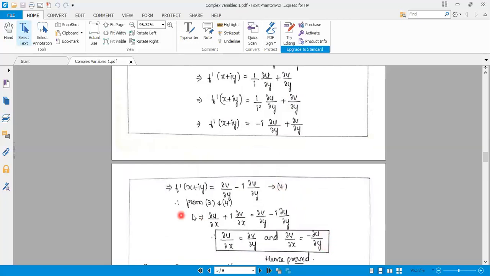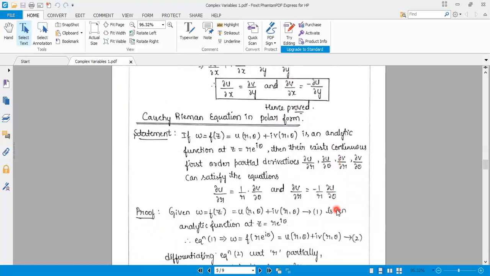Now when you compare equations 3 and 4, the left hand sides are the same, hence the right hand sides must be equal. Therefore dou u by dou x plus i into dou v by dou x equals dou v by dou y minus i into dou u by dou y. Now when you compare real parts on both sides, dou u by dou x equals dou v by dou y. And when you compare imaginary parts on both sides, we obtain dou v by dou x equals minus dou u by dou y, which is nothing but CR equations in the Cartesian form.